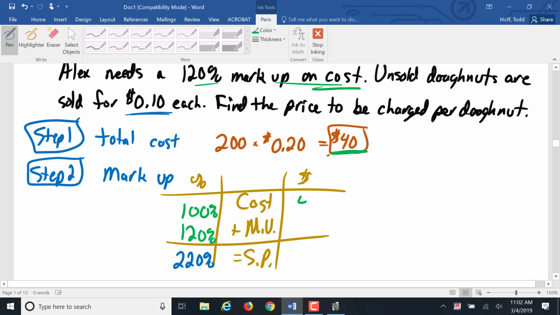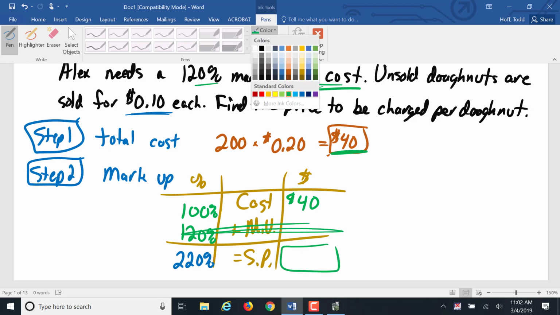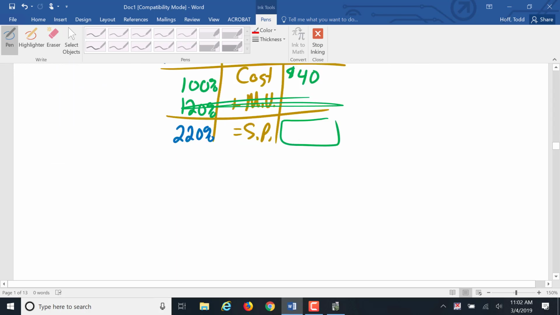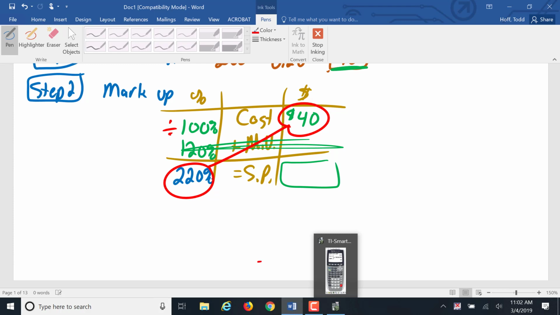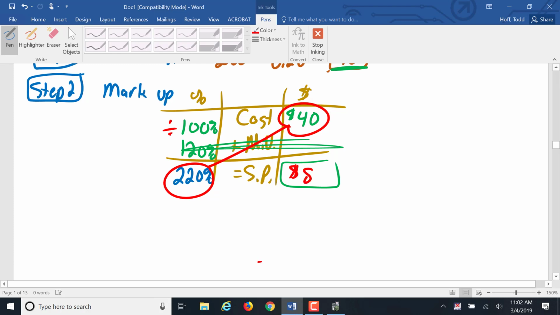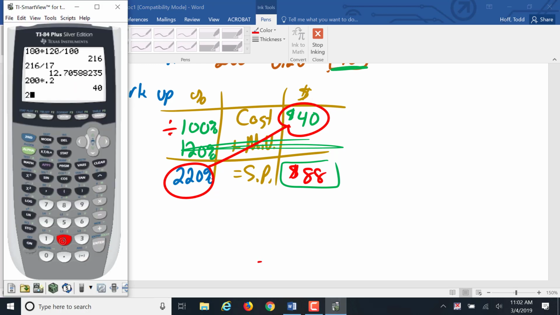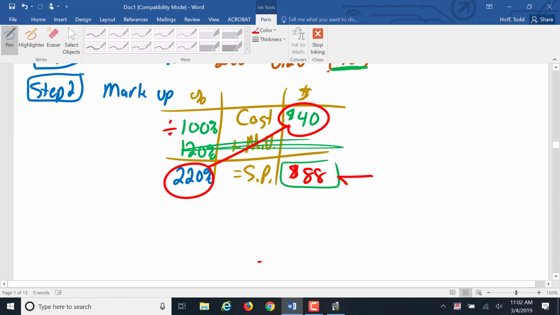Our total cost is $40. That's going to go in here for the cost. We are looking for the selling price. So ignore that middle row. We're going to have 220 times 40 divided by 100, which gives us $88 is our total selling cost or selling price that we need to recover from those donuts. So total selling price.